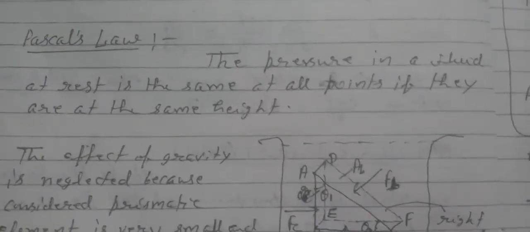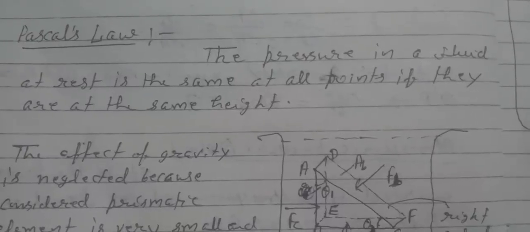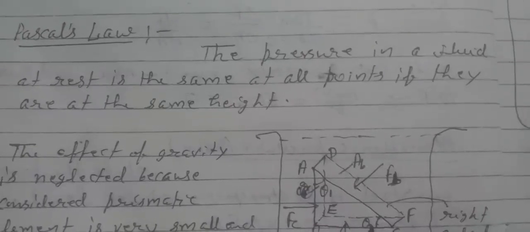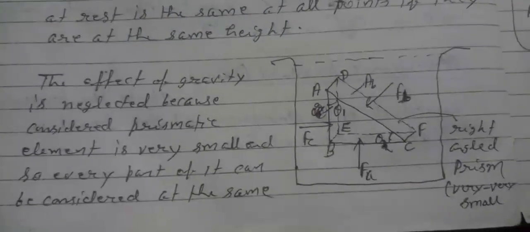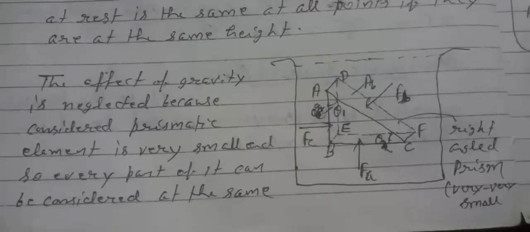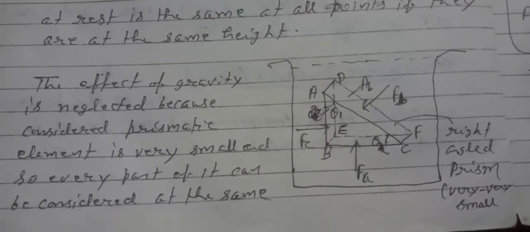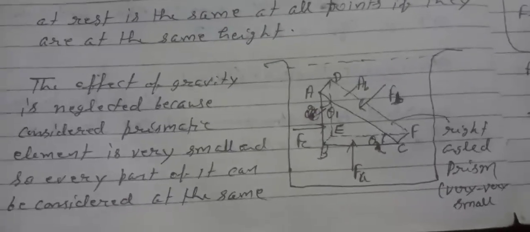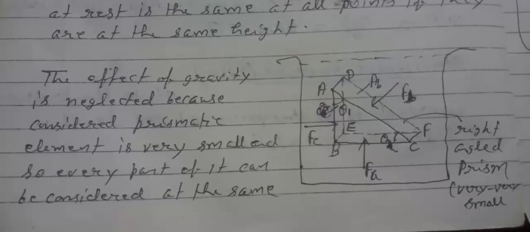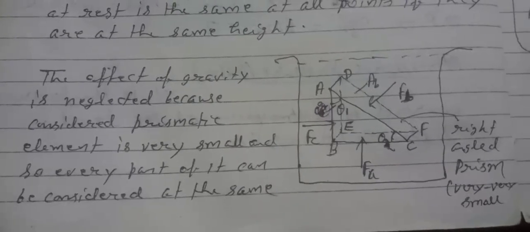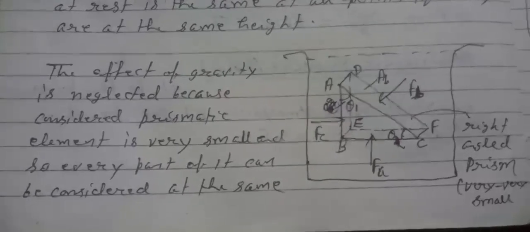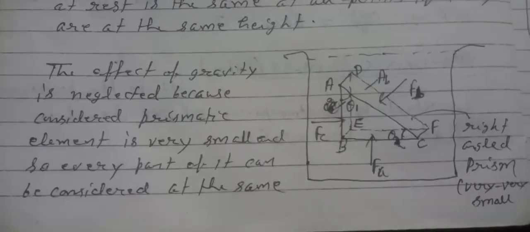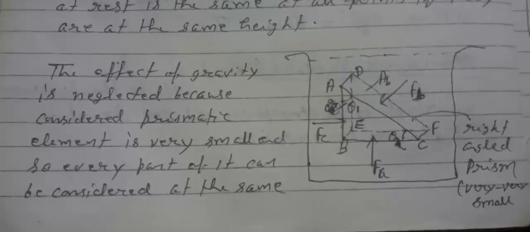Pascal's law. The pressure in a fluid at rest is the same at all points if they are at the same height. This is Pascal's law. Here the proof of Pascal's law is given. The effect of gravity is neglected because the considered prismatic element is very small, and so every part of it can be considered at the same depth from the liquid surface, or the same height from the bottom surface.